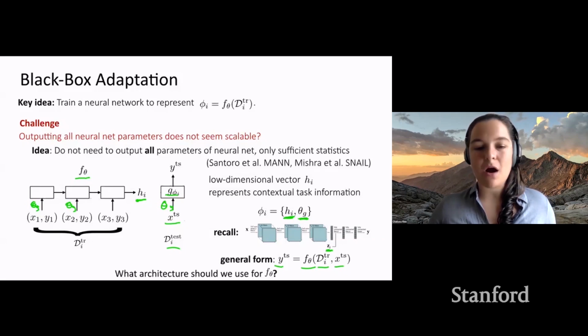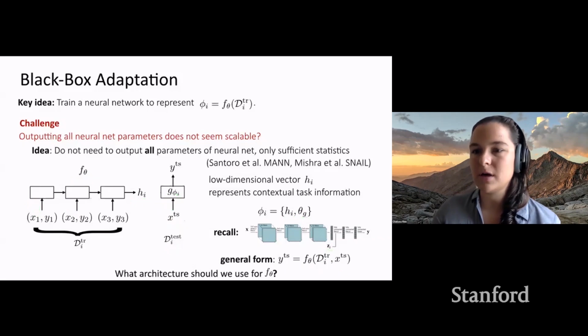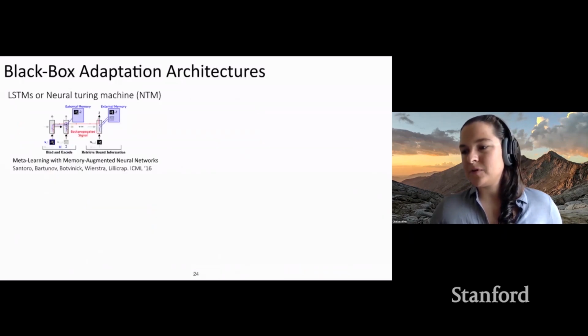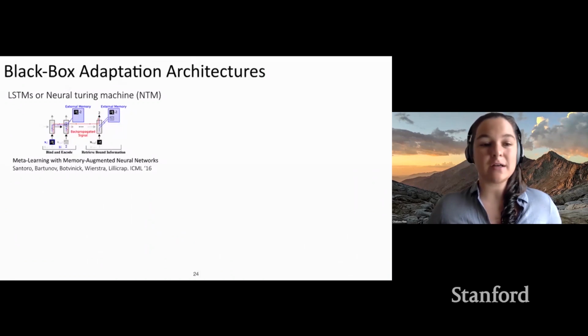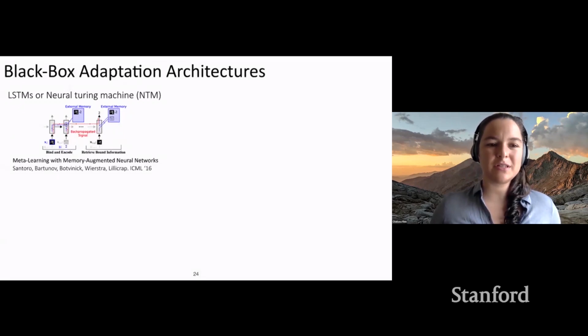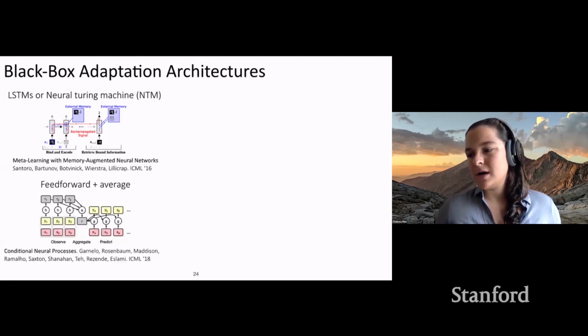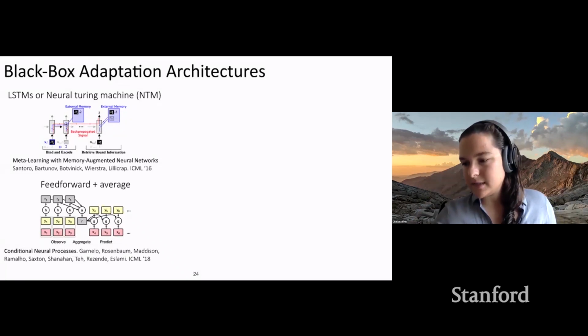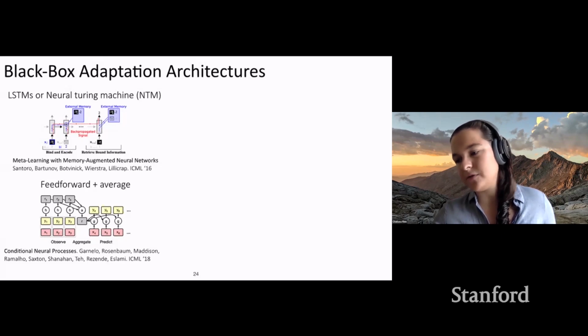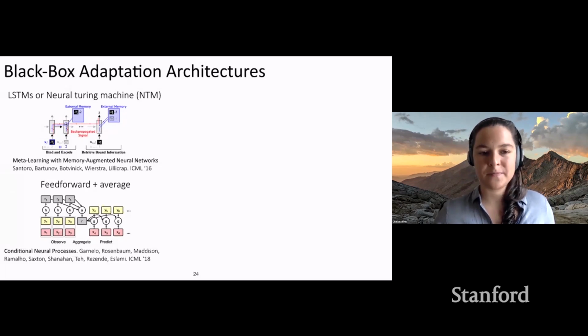Now, one natural question is what architecture should we use for this model f_theta? There's a few different approaches. One is to use an LSTM or a neural Turing machine. These are basically different architectures that incorporate some amount of memory into the neural network. You could also use an architecture that is feed forward. It takes as input each of the examples in a feed forward network, produces some embedding r, and then averages that embedding r, and that r is provided to another feed forward network that tells you information about the task.